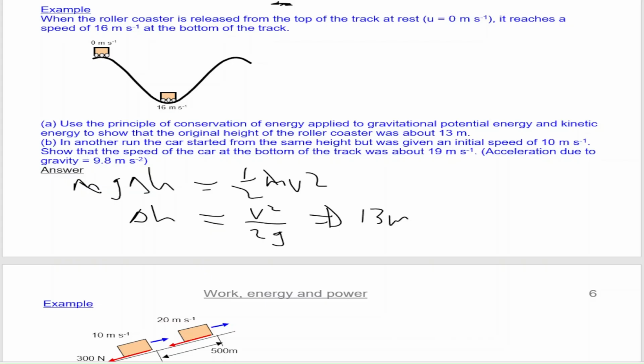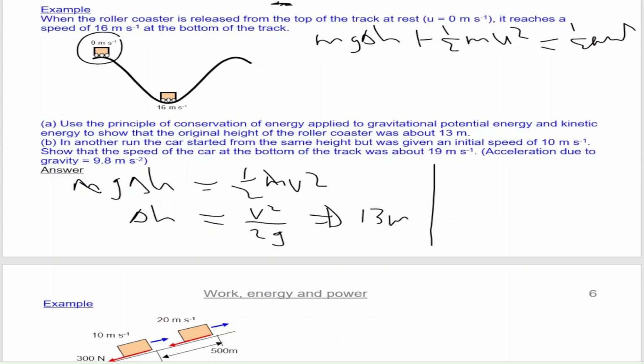Now in part B, it says that in another run, the car started from the same height but was given an initial speed of 10 meters per second. Show that the speed of the car at the bottom of the track was about 19 meters per second, and asked to take g as 9.8. When it started initially at this point here, it had mg delta h plus half mu squared. That is going to be equated to half mv squared. So that will be our equation for the movement of this roller coaster.